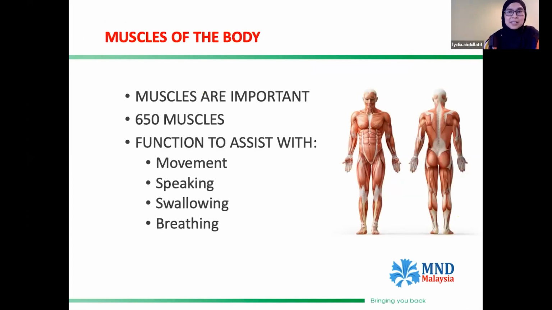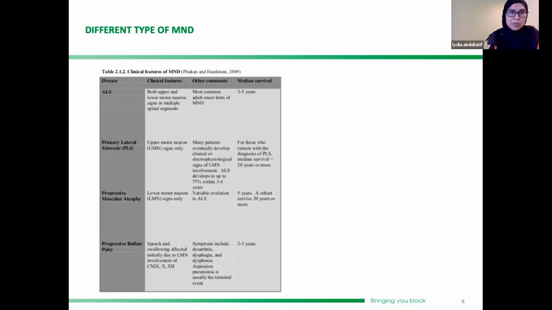It is estimated that in humans, there are about 650 to 700 muscles, and muscles are very important for us to assist with movement, speaking, swallowing, as well as the breathing muscles. All right, so this is just a different type of MND, which I don't think I will go through.